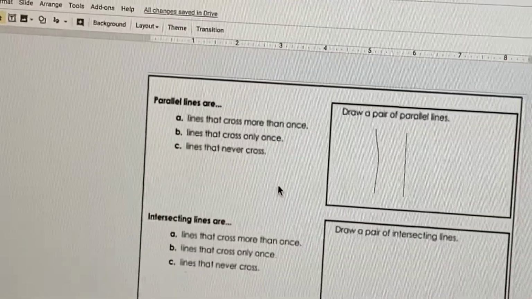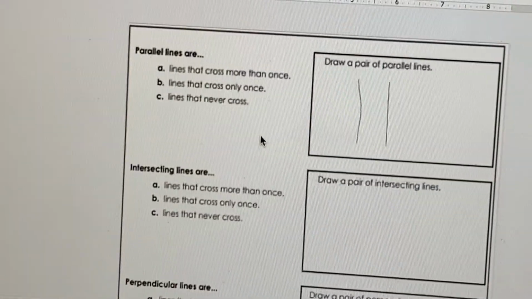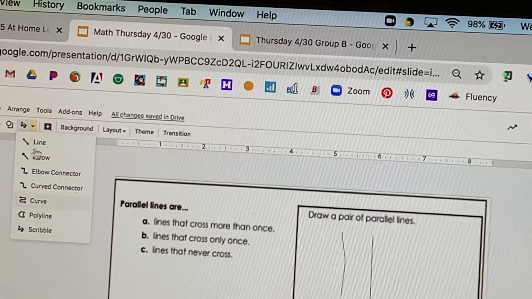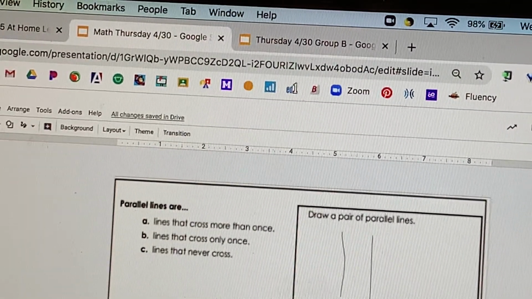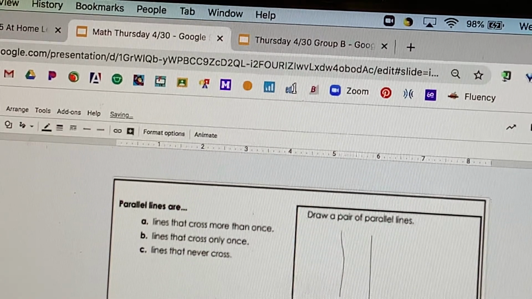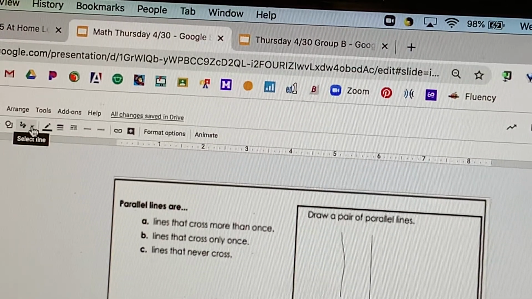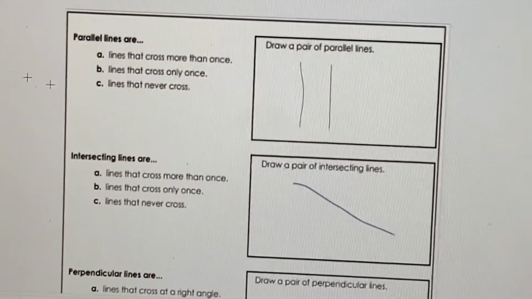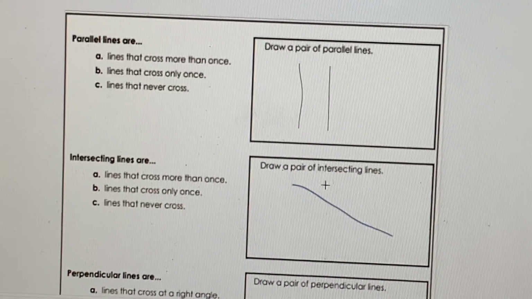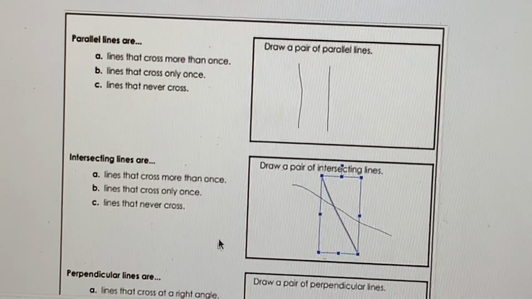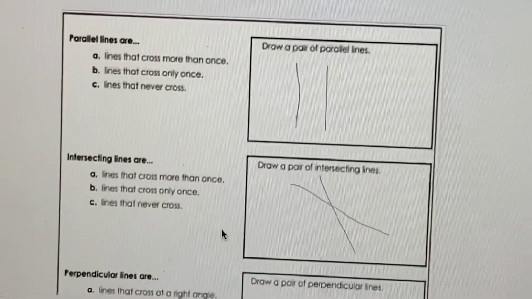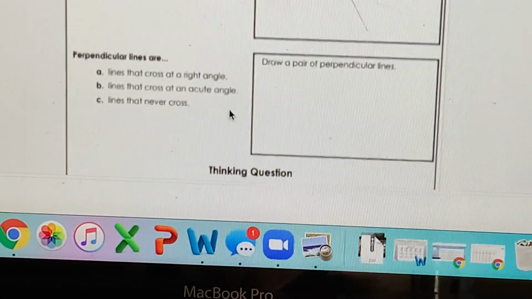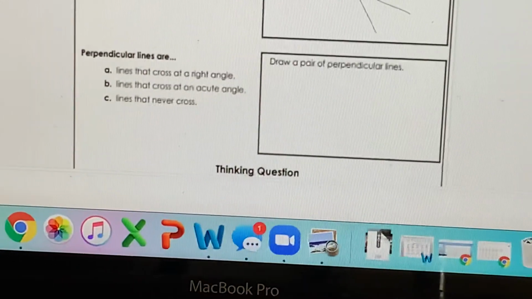Okay, then I'm going to go down and I'm going to draw my intersecting lines. Now remember, I go up to scribble, and I'm going to draw a straight line, go back up to my scribble, and I'm going to draw my second line. Let's do it like this, there you go. Okay, and my final one down here, you are going to draw perpendicular lines.